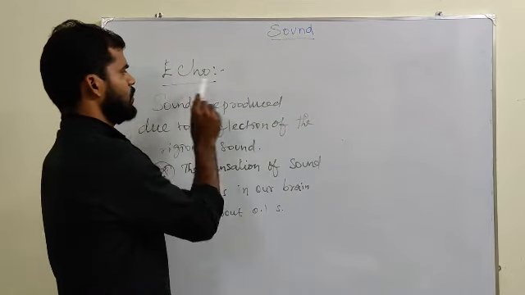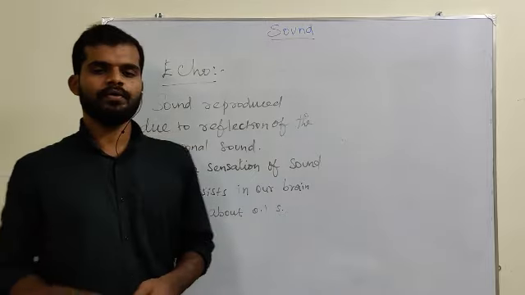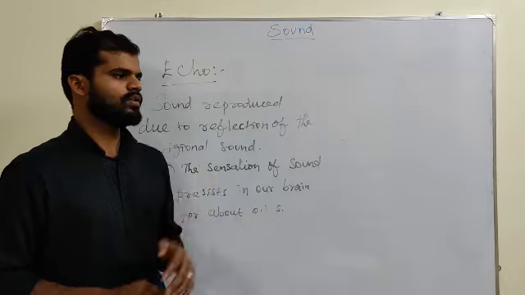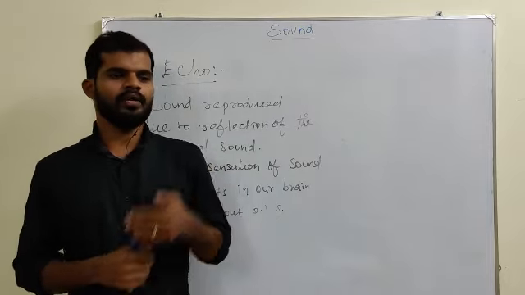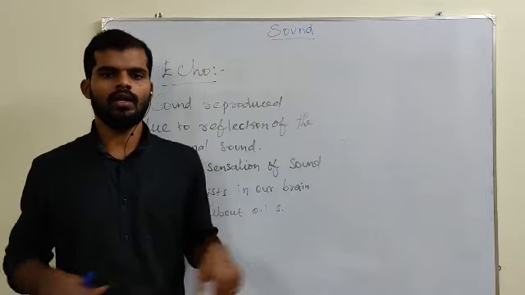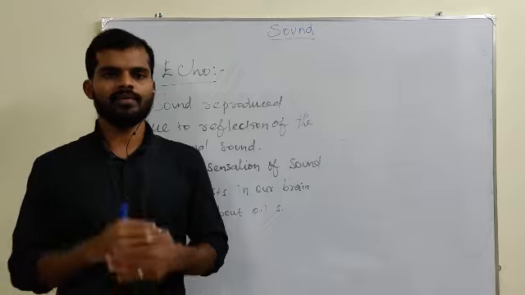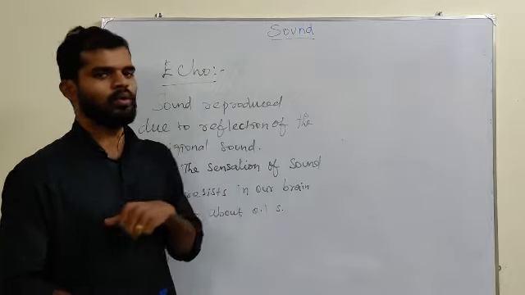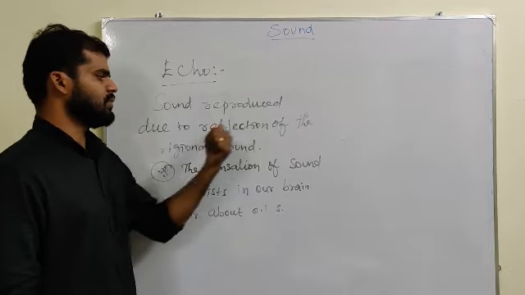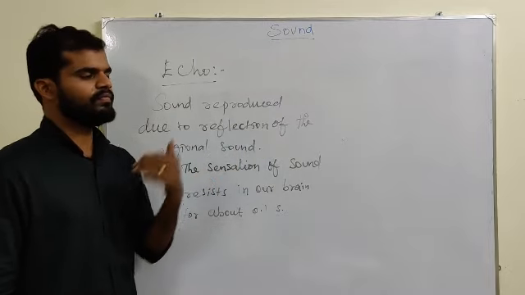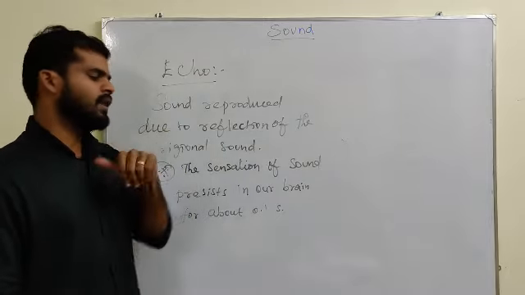Now we are going to discuss echo. Echo is nothing but sound reproduced due to the reflection of original sound. For example, when we stand in an empty room or in front of a mountain or a big wall, we can hear the reflected sound again. The same sound will be repeated. That is called an echo. So we can define it as sound reproduced due to reflection of original sound.